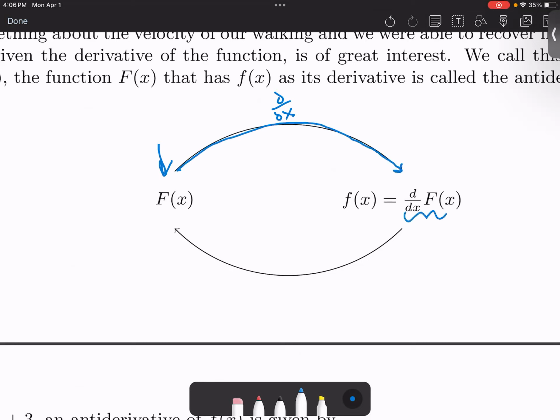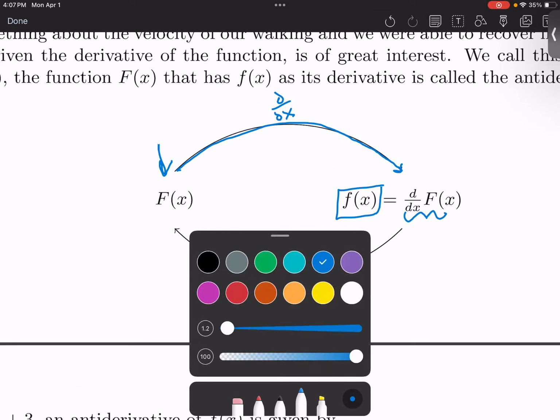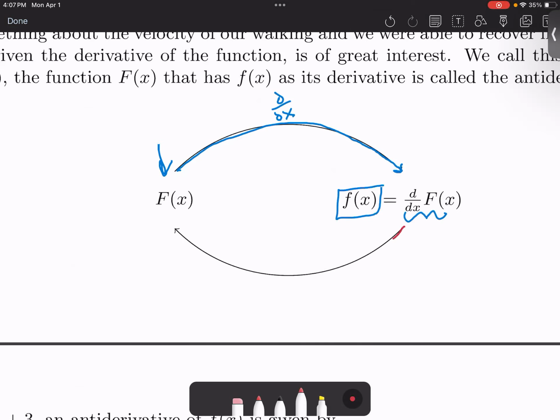the derivative of capital F of x with respect to x, can give you maybe a function f of x. Now we're looking for something that undoes this. So now we're looking for this direction, starting with something that is a derivative and finding the antiderivative, i.e. finding the original function who has little f as a derivative.